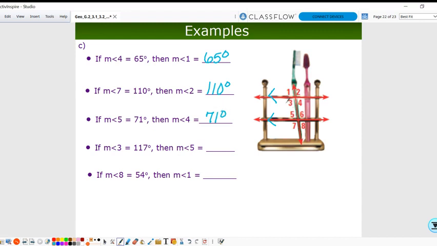If angle 3 is 117, what's the measure of angle 5? Well, this relationship is consecutive interior, so they're not congruent, but they do add up. They will add up to 180 degrees. So I think when we subtract 117, the measure of angle 5 will be 63 degrees.